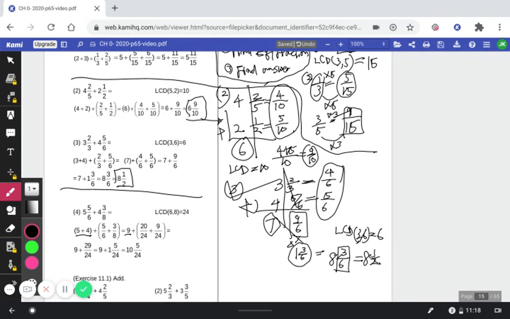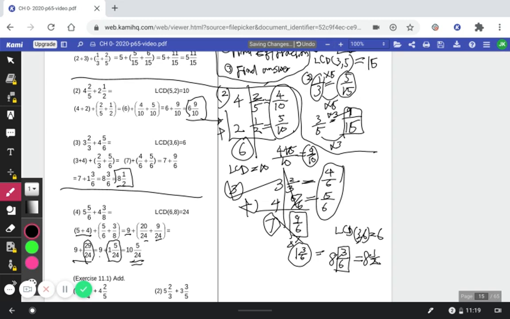5/6 and 3/8 can be converted into 20/24 and 9/24. So you end up with 9 and 29/24. But 29/24 is an improper fraction, so you change that to a mixed number. So 9 plus 1 and 5/24 will be 10 and 5/24. Okay, so that's how you do mixed number fractions.